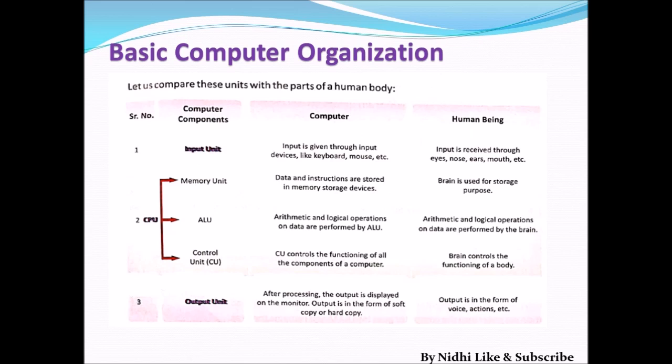Okay, so next one is output unit. Output in human being is in the form of voice or actions, and in computer, after processing, output is displayed either as a hard copy, that is printed form, or as a soft copy, that is visible to the user on the screen of a monitor. Okay, so I think this is clear. So we have discussed the components of a computer in comparison with the components of human beings. Okay, next is the block diagram of a computer.